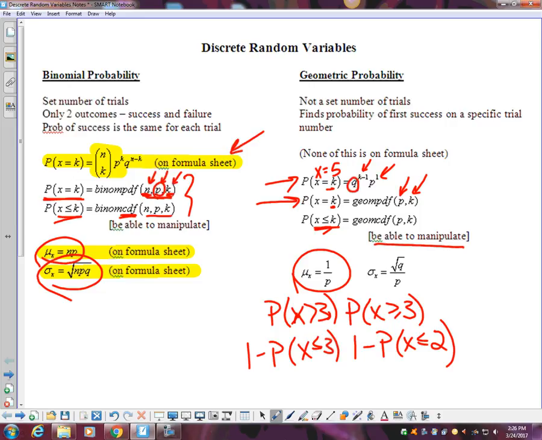The average or expected value is 1 over P, something you have to memorize. The standard deviation is the square root of Q over P. That's very rare, but I have seen it once or twice. But the average expected value, you need to know.